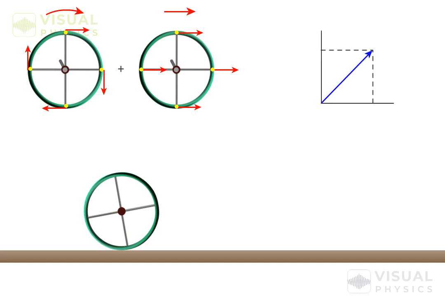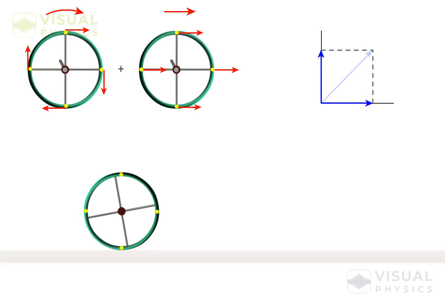This is effectively similar to resolving a vector into components. So the motion of any point on the ring will be the vector sum of the translational motion and the rotational motion. If the linear velocity of the center of mass of the ring is equal to v, and its angular velocity about its center of mass is equal to omega, then the velocity of this point at this moment will be equal to v plus omega r. Similarly, the velocity of this point will be equal to v minus omega r.